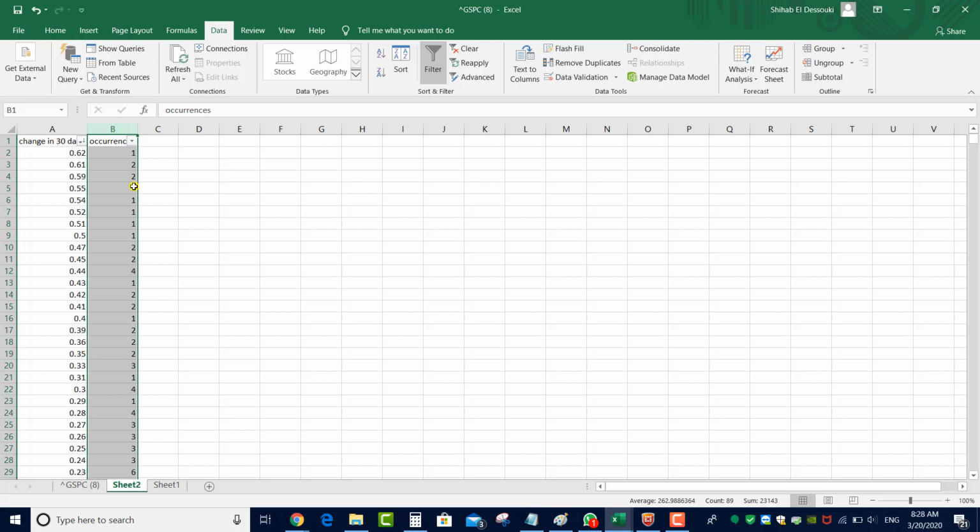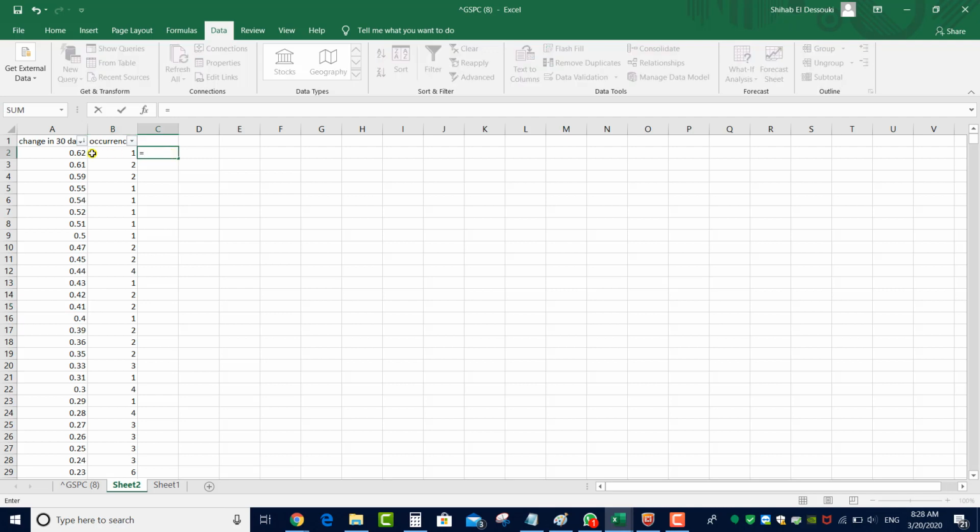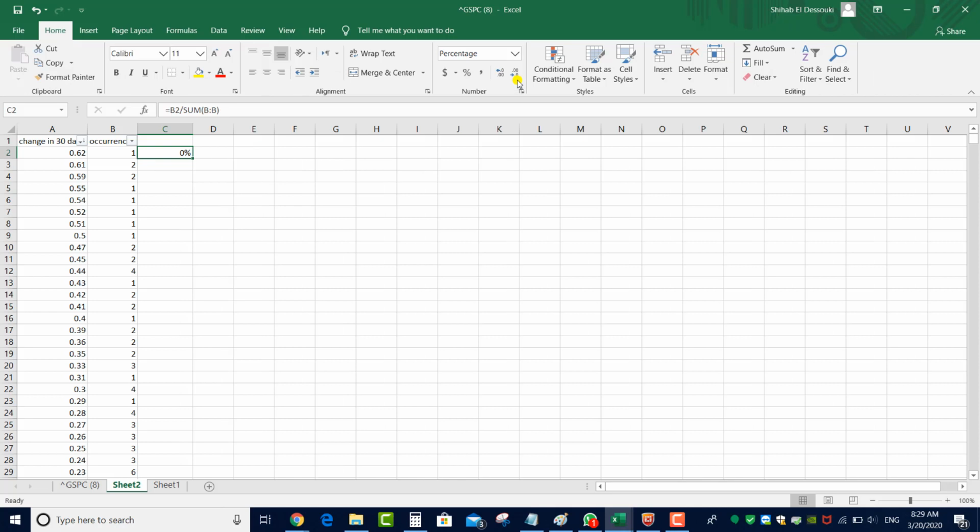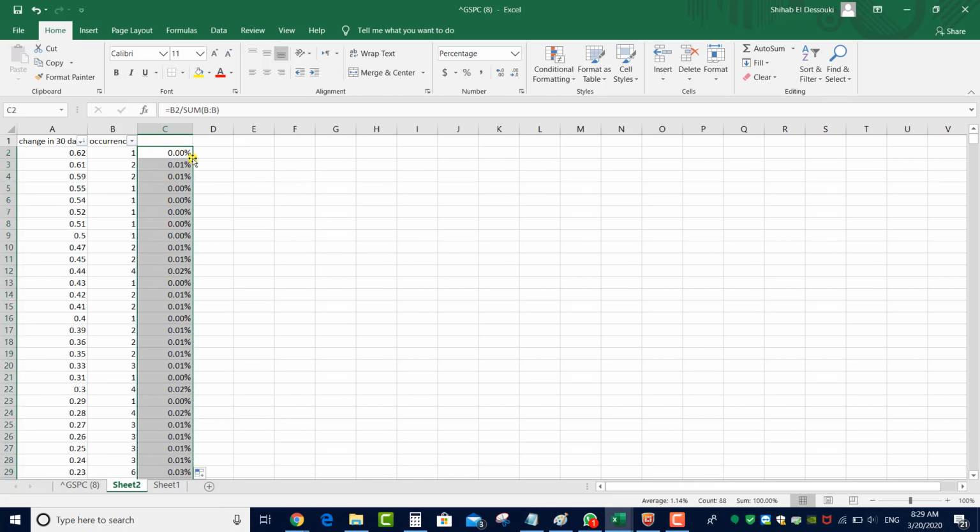Comparing what happens to the S&P 500 30 days later. So this is 23,000 occurrences. I'm just going to look at the percentage of each occurrence. So simply, I'm going to do this here, divided by the sum of the occurrences. I'm going to put this in percentage and add 2 decimals. And then I'm going to extend the formula. So you can see here that the total of this column gives me 100%, as you can see at the bottom here, 100%.